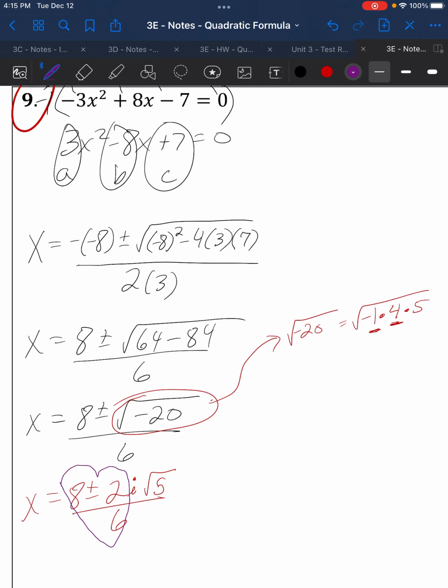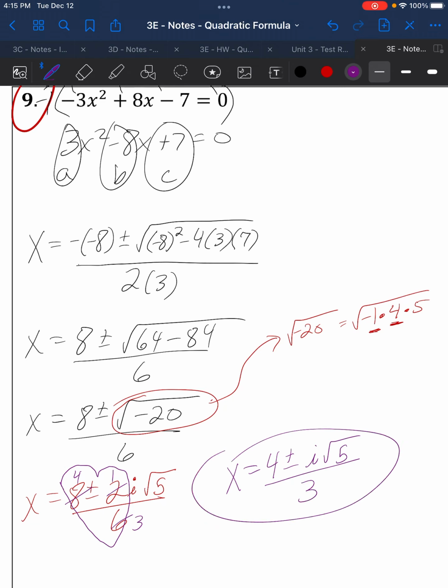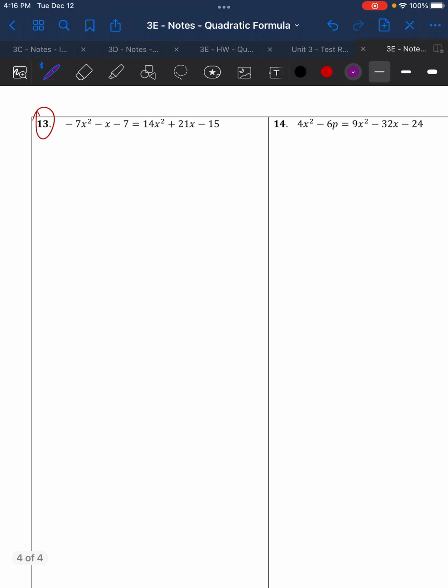We need to simplify. There's my best attempt at a heart. 8, 2, and 6 are all divisible by 2, so we divide them all by 2. And my final answer is 4 plus or minus 1 times i is i square root of 5 over 3. You have two solutions there. You have 4 plus i square root of 5 divided by 3, and 4 minus i square root of 5 divided by 3. All right, one more problem.